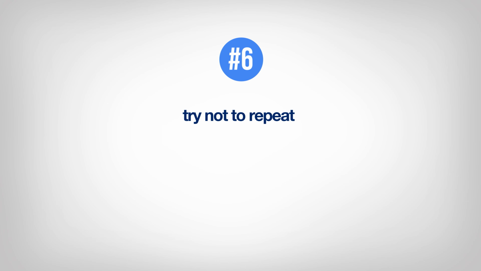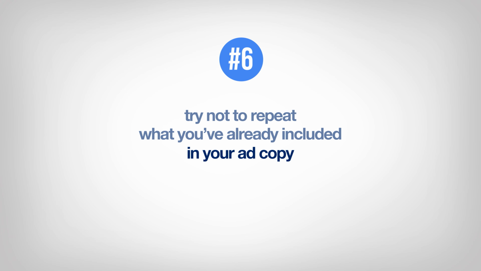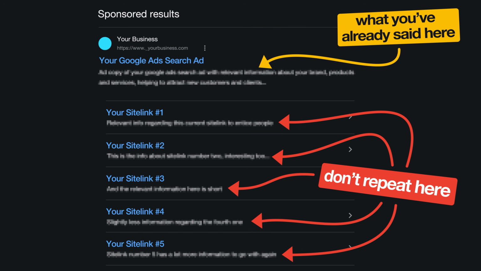Number 6, try not to repeat, where possible of course, what you've already included in your ad copy. If you just say the same thing in the descriptions, let's say, of your site link text, well, you've kind of missed out on an opportunity to show more benefits associated with your product or service, to really try and sell what it is you're offering. That's not always possible. There's often going to be overlap. That's okay. But if you can, think of it as extra space to try and convey those extra benefits and reasons that people should take action.